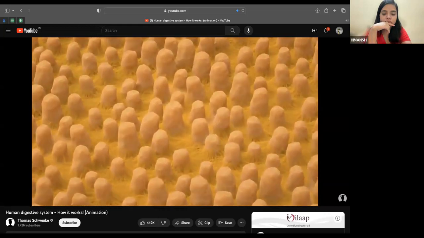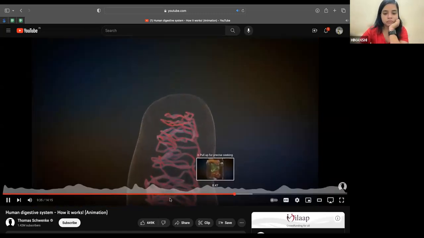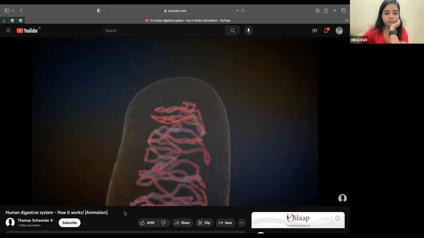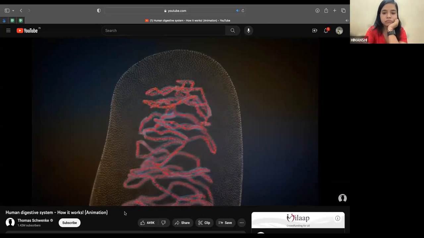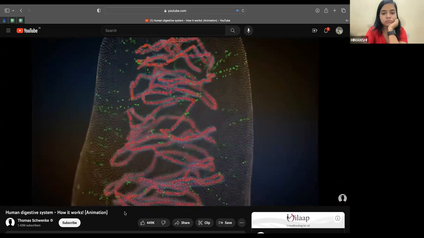Each villus contains blood capillaries and a lymphatic capillary called lacteal, which we will see later. The nutrients, marked green here, are absorbed by the villus and transferred to the blood capillaries.